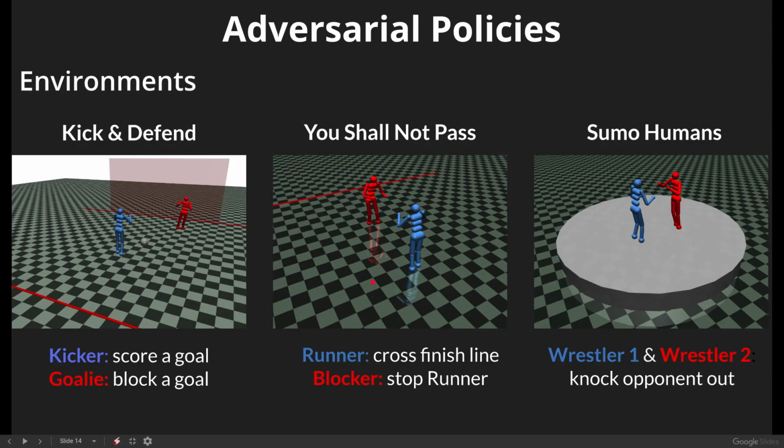Okay, so now coming to the environments, we have 3 of them created using MuJoCo. This is a football type environment where the objective of the kicker is to kick the ball into the goal post and the goalie defends it. Next is the environment called You Shall Not Pass, where the aim of the runner is to cross the finish line with a stable gait, and the blocker aims to stop it. And lastly, there is a sumo environment where the objective of both the agents is to knock the other one out. Note that all these environments closely resemble situations that we encounter in the real world.